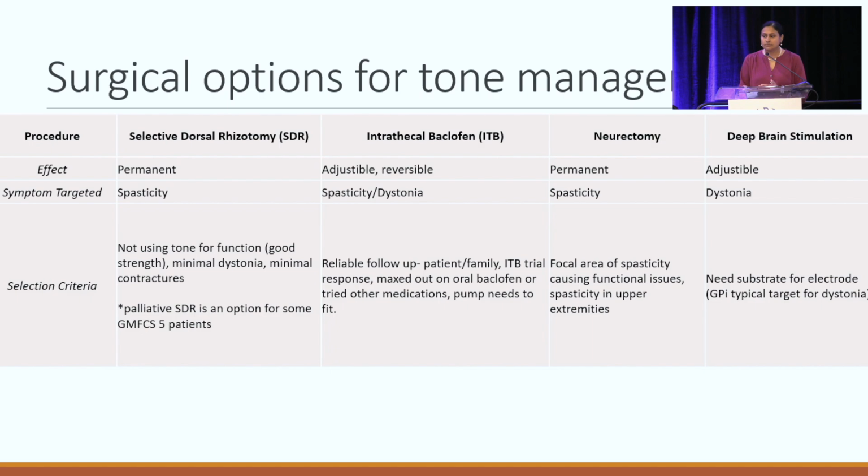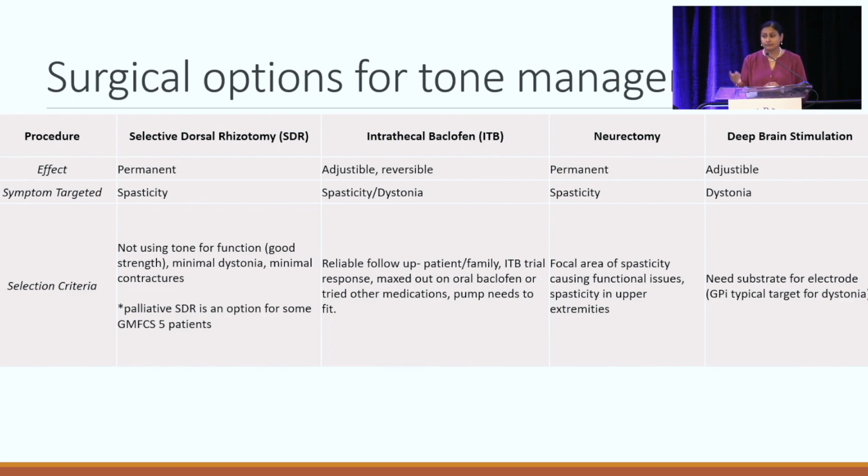And then neurectomy is the other one. They're using that a lot in the upper extremity, so they'll identify certain nerves that may be problematic from a spasticity standpoint and do a procedure similar to a dorsal rhizotomy, but it's just an individual nerve that they end up cutting, and that can lead to decreased spasticity. Again, not very helpful for dystonia.